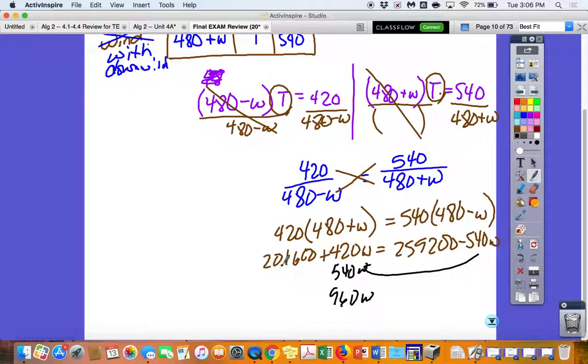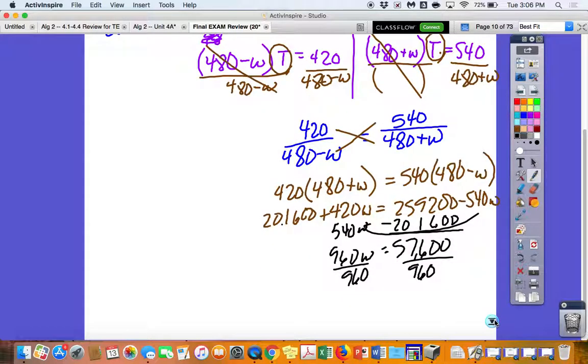Looks like I need to take this over there. So subtract 201,600. And I'm typing that in. So subtract 201,600. That would leave me with 57,600. Divide both sides by 960. And what does that give me? Divide by 960. Just keep all this stuff rolling in your calculator.